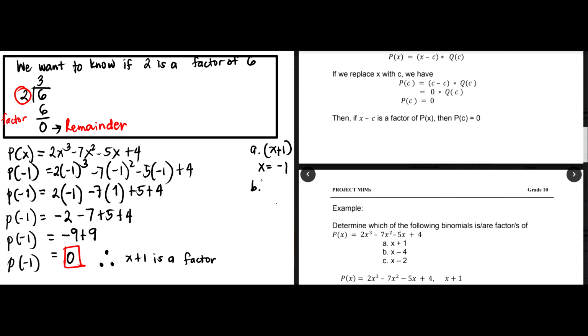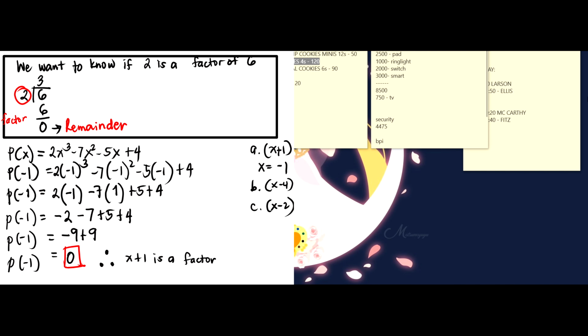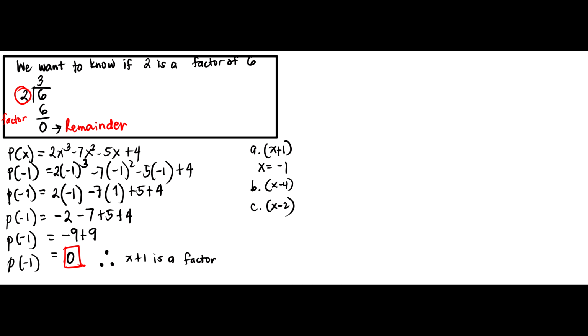Saan yung letter B natin? Si x minus 4 at saka si x minus 2. So, minimize na natin to. Ayan. So, let's have letter B, x minus 4 is equal to 0. So, add both sides of the equation, yung positive 4 para matanggal si negative 4. So, x is equal to positive 4.